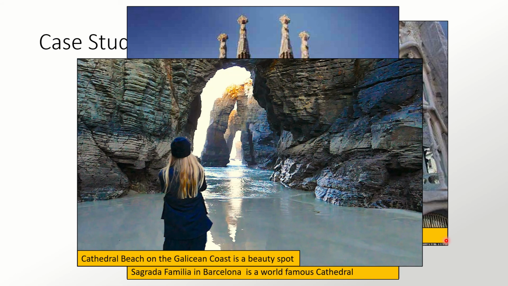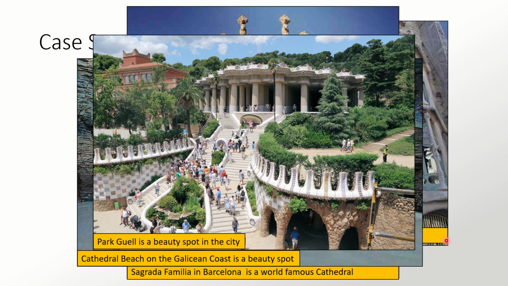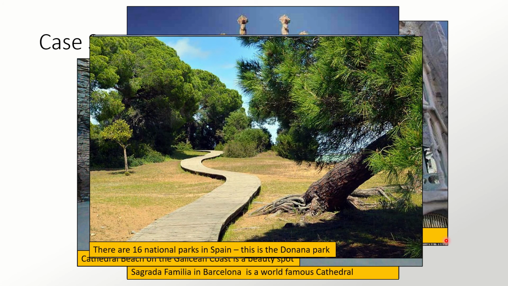But we won't just be focusing on the city of Barcelona, we'll also be looking at elsewhere in Spain. For example, Cathedral Beach, which you can see has some amazing natural arches that people like to go and see for its natural beauty. But also there are numerous other sites, and I don't have time to go through all the famous sites in Spain, and I'm sure that you'll have time in class to do that. But here's Park Güell, which is a famous beauty spot in the city of Barcelona. There are lots and lots of national parks in Spain. This is Doñana National Park.